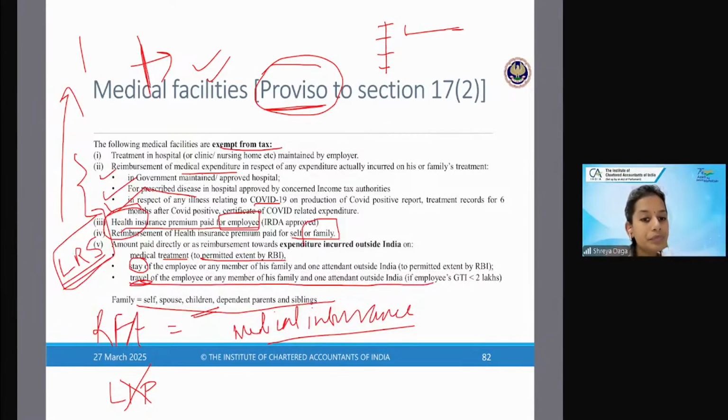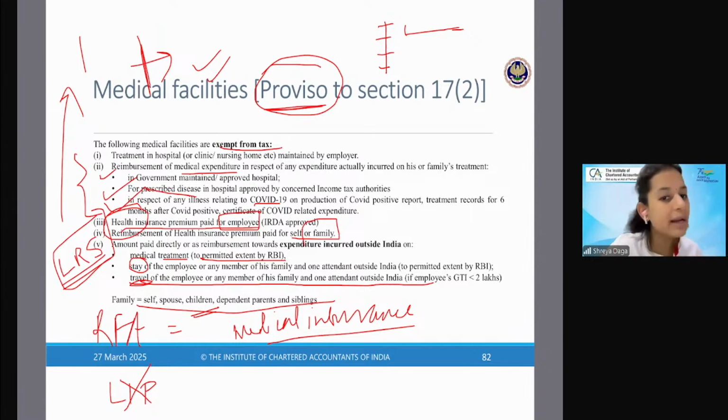So, what are they actually trying to exempt? They are trying to exempt the amount you have spent on medical treatment outside India, to the extent permissible for the treatment, for the stay of the employee, of his family, of one dependent attendant. That much is allowed to the extent permitted by the RBI. And in case of travel, it is allowed for the employee, family member and one attendant, but only if the employee's GTI is less than 2 lakhs. Otherwise, it is going to be taxable.